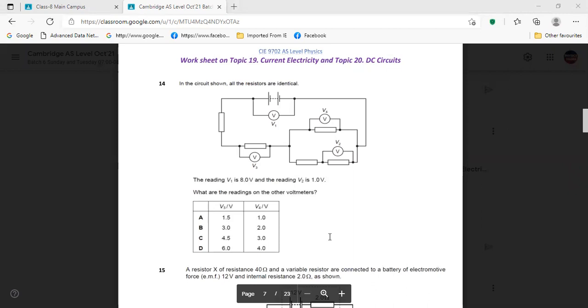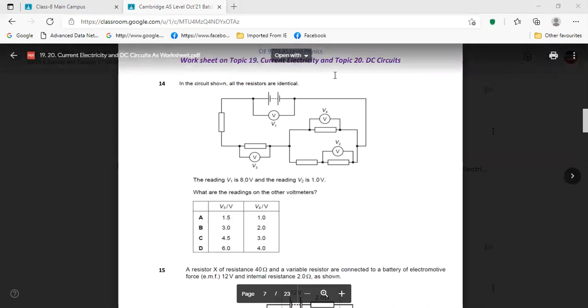In that circuit shown, all the resistors are identical. So here the most important thing is identical. Resistors are identical. This idea you should use. So I told you one technique. If it is identical, then we should check with 1 ohm resistor, right? Think that all of them are 1 ohm.